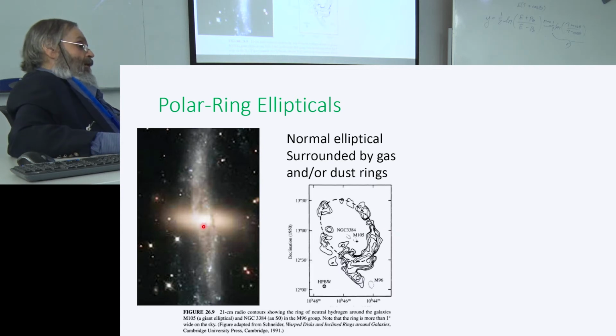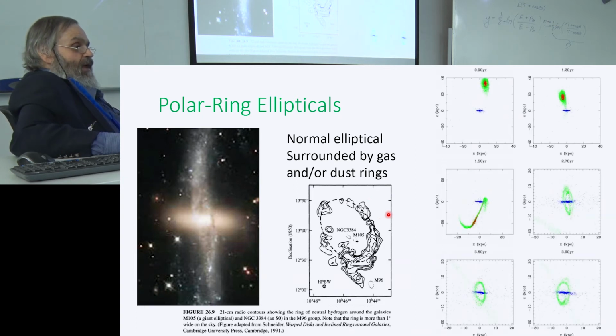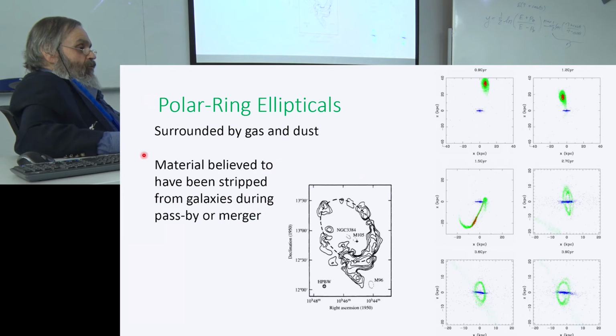And this looks to be a normal elliptical surrounded by a ring of dust and gas, as you can see in these maps. And this is how you can make this. I couldn't get a movie for this. This is a bunch of stills showing this. I'm not sure what the blue galaxy is. This is clearly meant to be a spiral. And the blue, I'm guessing the blue is just an elliptical galaxy. It's a spiral that gets torn apart into the rings. Material believed to have been stripped from the galaxies during the pass-by or merger. Yeah. Yep.